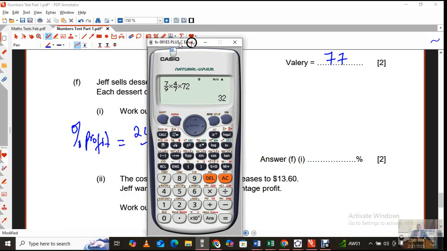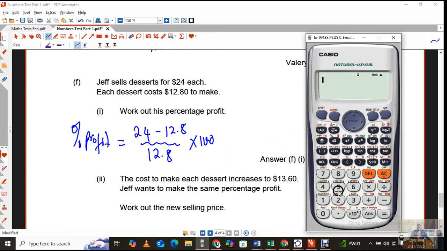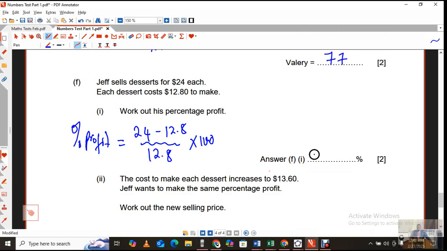So when we plug it in, it's just a matter of finding that difference, which is 24 minus 12.8. Put that over 12.8, always over the original amount, and then multiply the number by 100, and that gives you 87.5%. So 87.5% is the required answer.